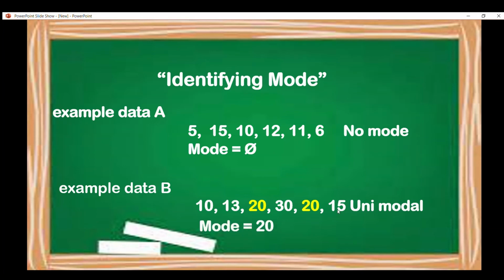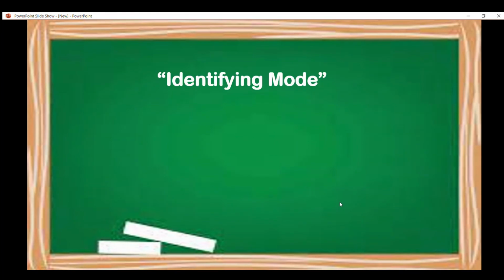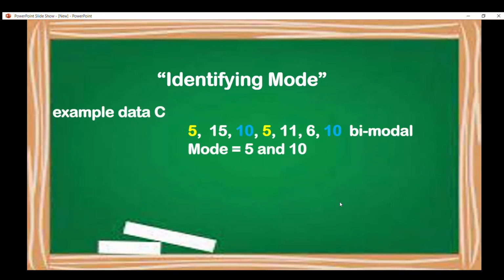That's how you answer. Now, what about if your data is 5, 15, 10, 5, 11, 6, 10? It says it's a bimodal. Why bimodal? Because there are two numbers here that are your mode. No? And that you see the 5 and the 10 occur twice at the same time, compared to the others that occur just once in the set. So therefore there are two modes here, so it's a bimodal, and that your modes are 5 and 10.